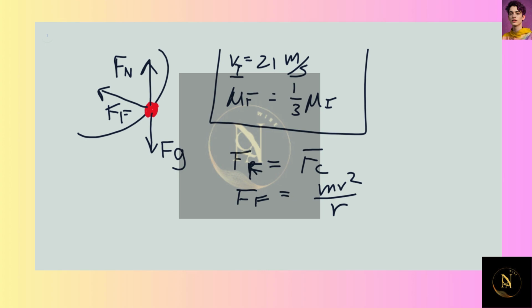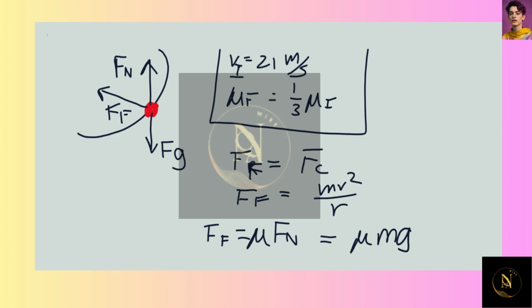Now the force of friction is always equal to our coefficient of friction multiplied by our normal force. And as we can see from the free body diagram, our normal force is just equal to the gravitational force, so it must be equal to mg.